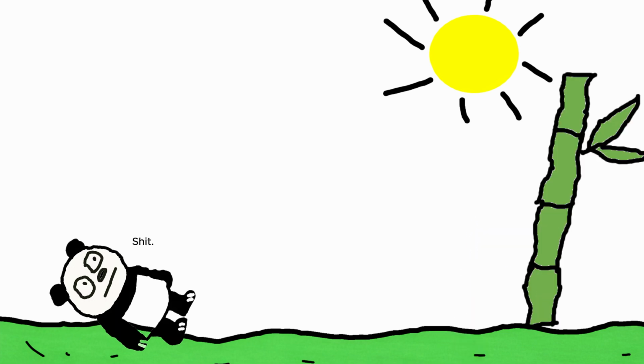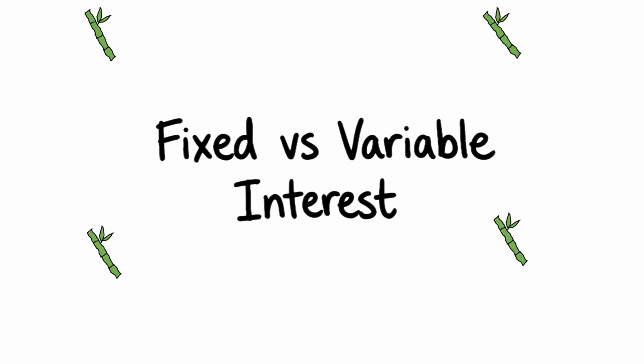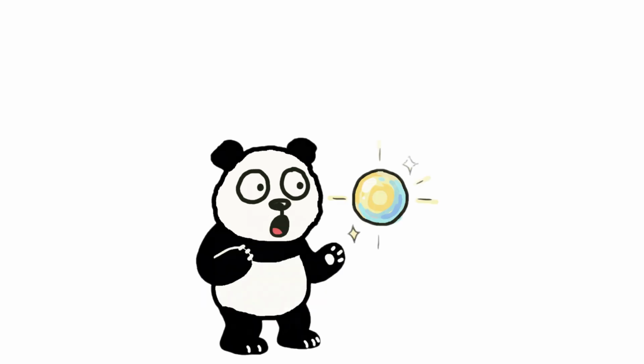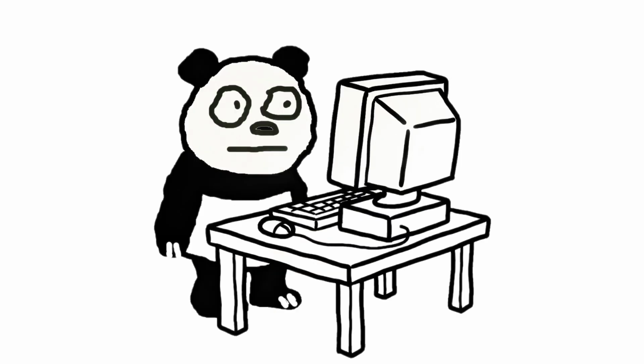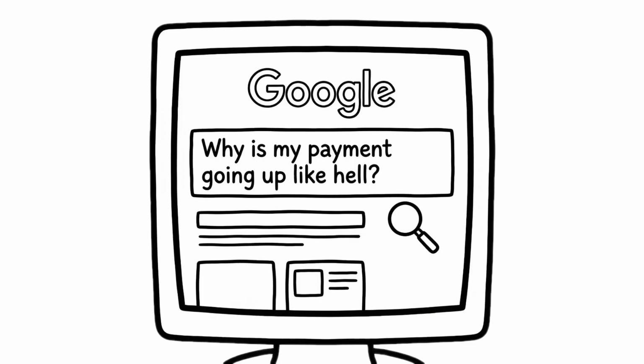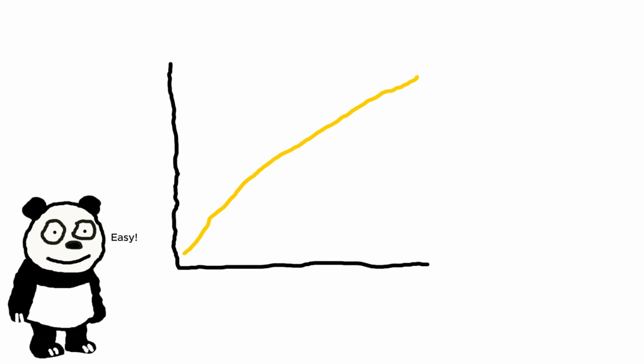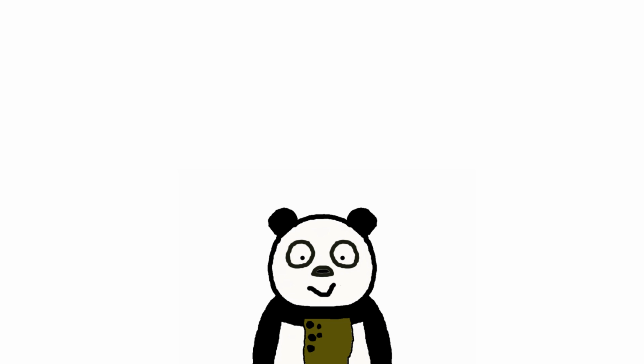Because it does. Fixed versus variable interest. This is the part pandas like to call the surprise feature. Another huge question people search is, why did my payment go up even though I didn't borrow more? And the answer is simple. Fixed versus variable. Fixed interest means this. The bamboo growth speed stays the same. Predictable. Boring. Wonderful. You know what you signed up for, and it doesn't wake up one day feeling different.